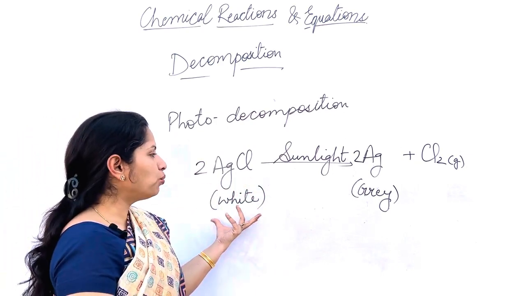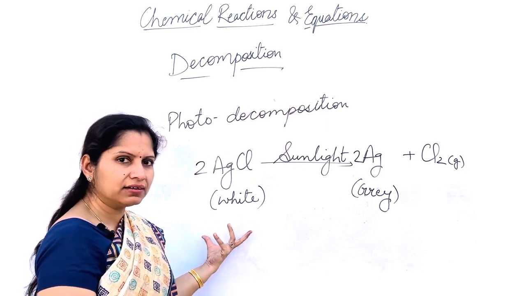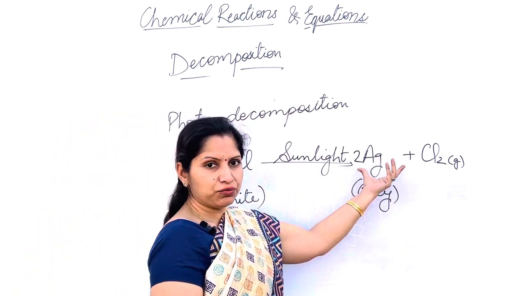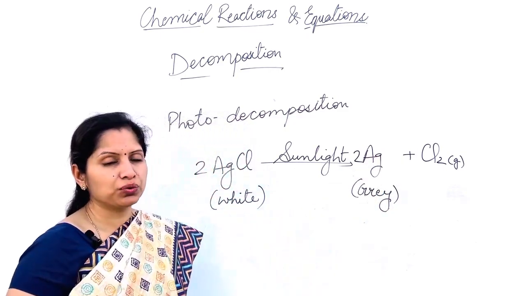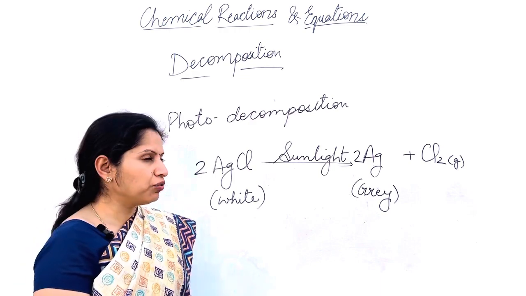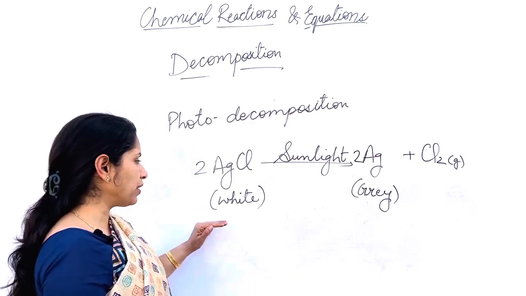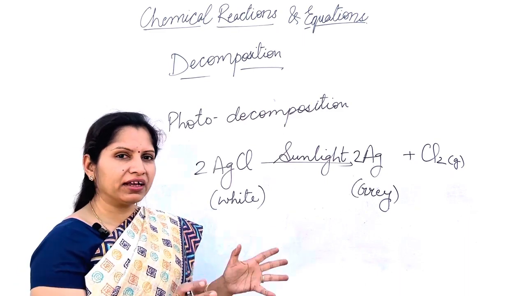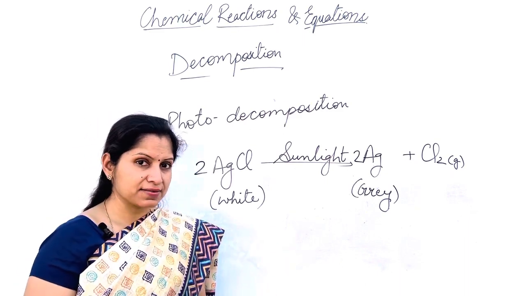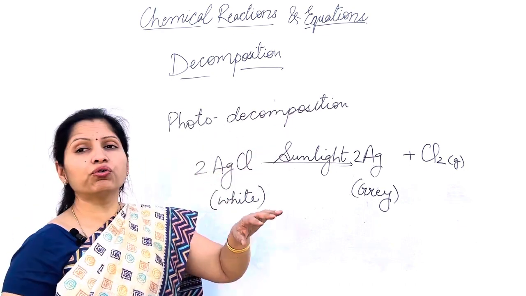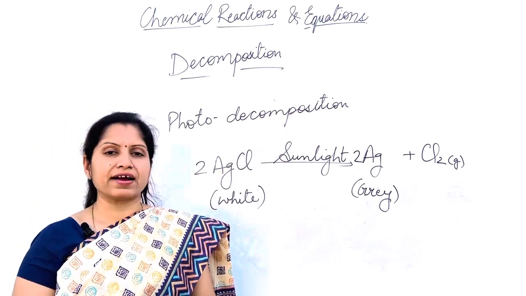So when you expose white colored silver chloride to sunlight, gray colored silver will be formed and chlorine gas will just go into the atmosphere. It will be liberated out. How will we come to know about the reaction? Because the white colored substance will be changing to gray colored silver. By that we can make out that the reaction is taking place. This reaction is taking place in presence of sunlight, so it is known as a photodecomposition reaction.